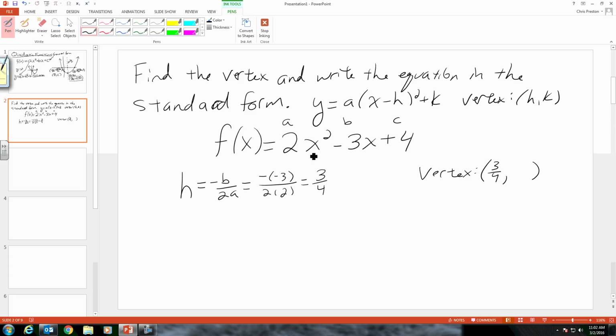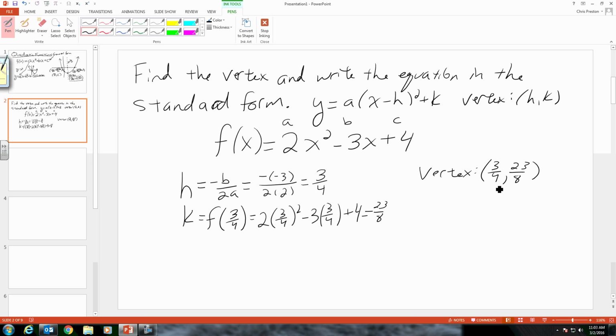The way I'm going to do that is I'm going to plug this into the equation. So my k value is f of 3/4. So plug that in: 2 times (3/4) squared minus 3 times 3/4 plus 4. I'm just going to have my calculator do that for me real quick. 2 times (3 divided by 4) squared minus 3 times 3 divided by 4 plus 4, change to a fraction, 23 eighths.